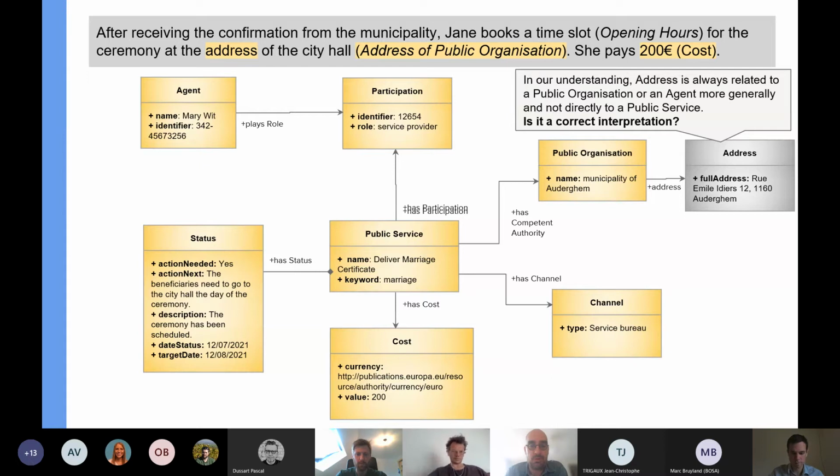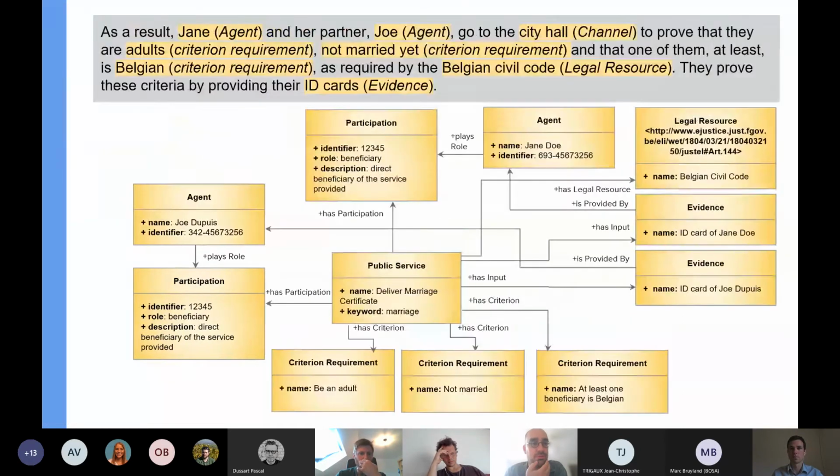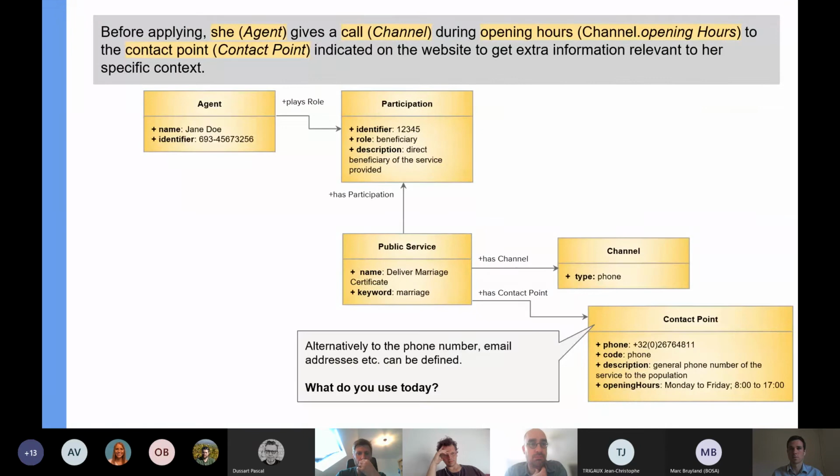Also, having an address linked to a physical channel is very convenient because you can have many channels and address the use case that Pascal talked about, saying, well, you can have regional bureaus, and I presume those could be channels. Yeah. So in CPSV-AP, the address is linked to the agent class and not the public organization class. So I think that's a better approach.